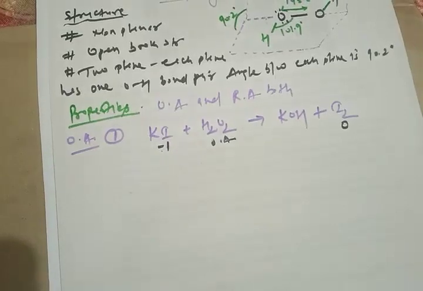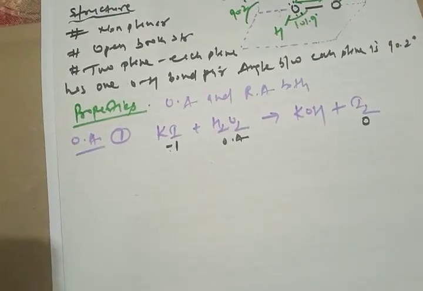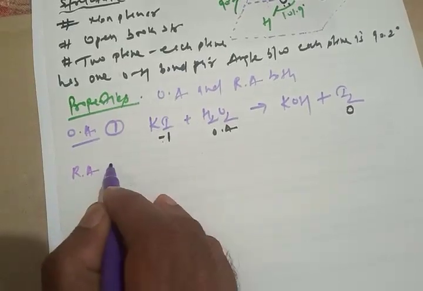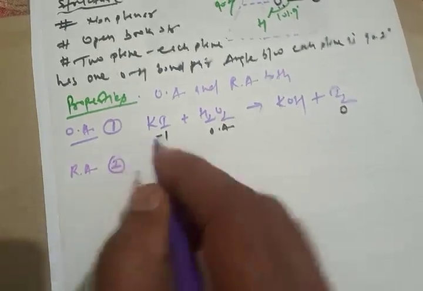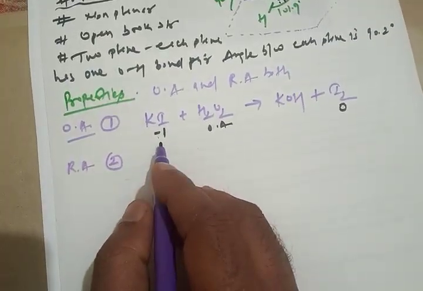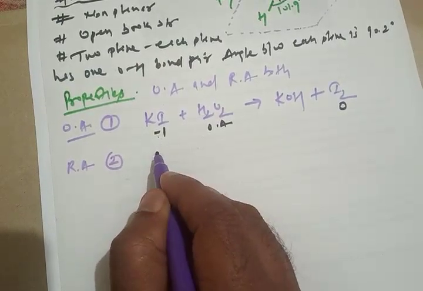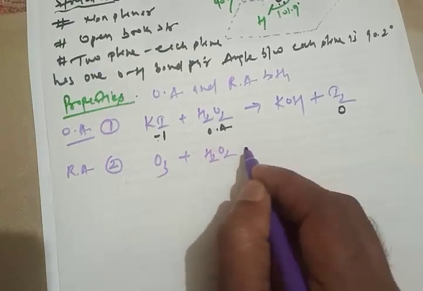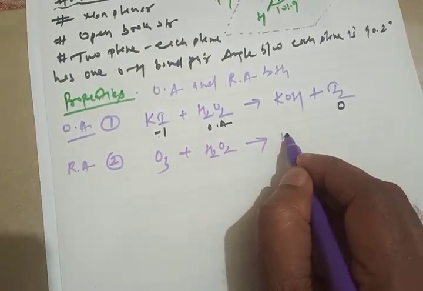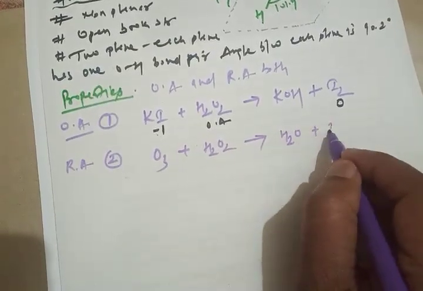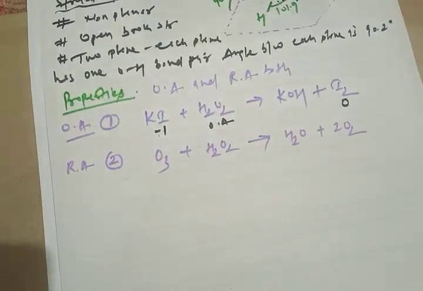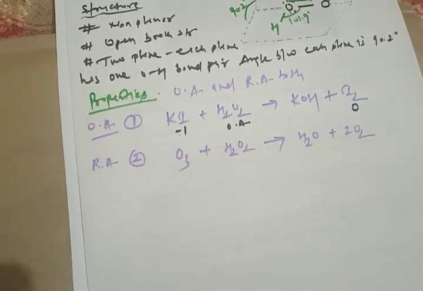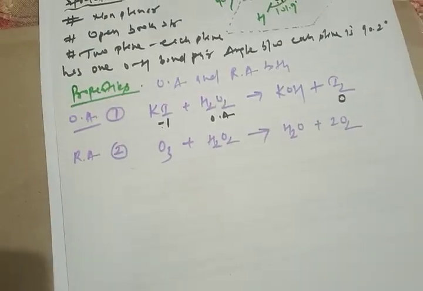Okay, then let's take an example of reducing agent. So as a reducing agent, it can reduce O3, ozone, to oxygen. Okay, so this is how the reducing agent reaction takes place.